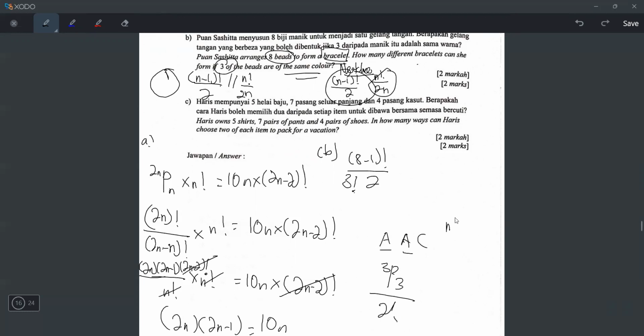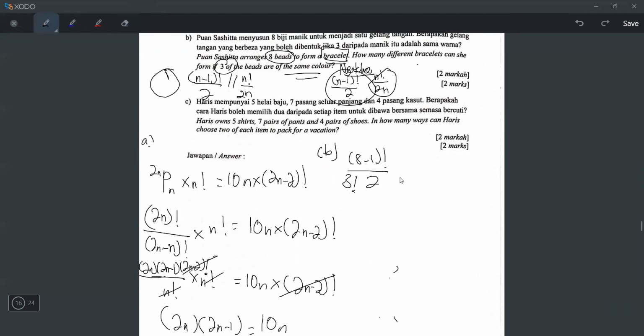It means the formula will be n factorial divided by a factorial, b factorial, c factorial, and so on. And the a, b, c stand for the number of times the thing repeats, right? If it repeats 2 times, then 2 factorial. So for these 3 beads repeating, that is why I divide by 3 factorial. Okay, so now I just have to press this in my calculator, then I will get the answer already.